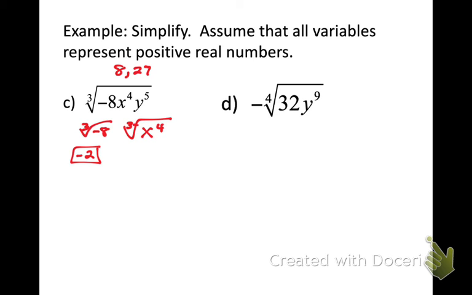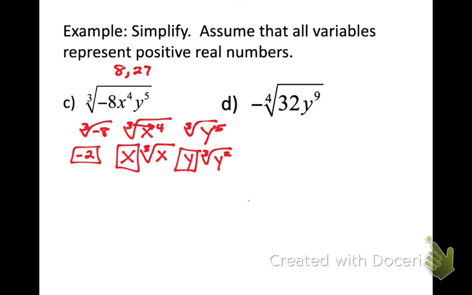How many times does 3 go into 4? 1, with how many left over? 1. So that's going to simplify to x cube root x. Now make sure you guys remember to keep your indexes in there. Now we're going to do a cube root of y to the fifth. How many times does 3 go into 5? Well, once, but this time we have 2 left over. So I'm going to put an exponent of 2. So this goes on the outside, this goes on the outside. So let's put those together. So negative 2x cube root of what's underneath, x and a y squared.